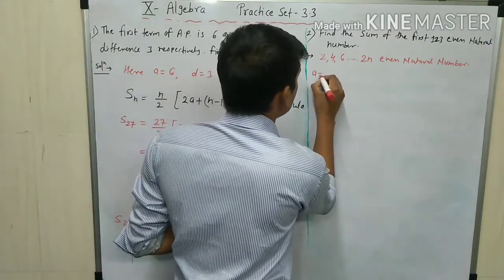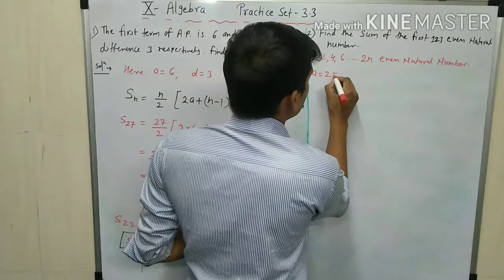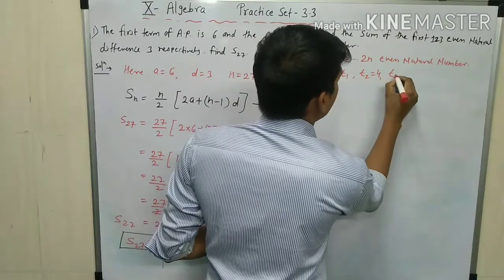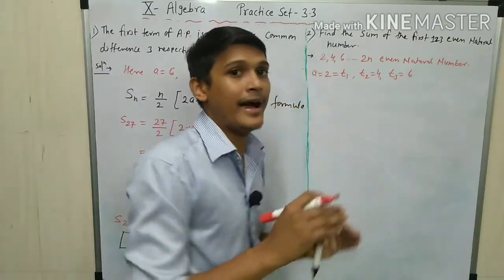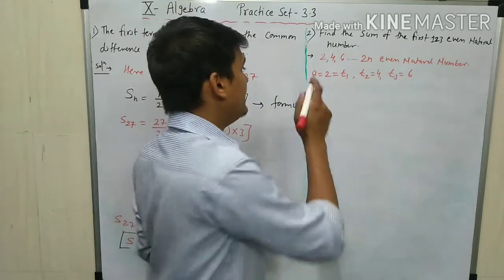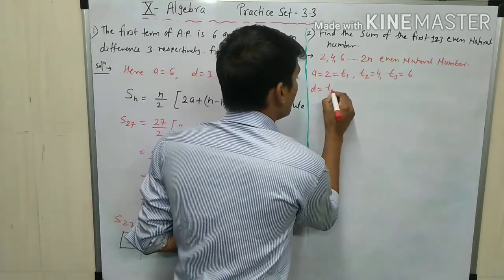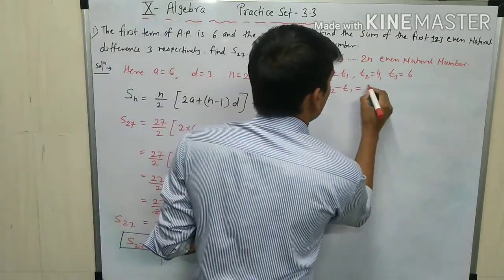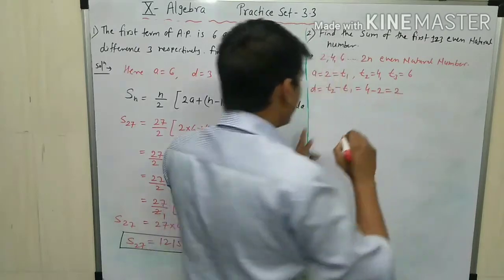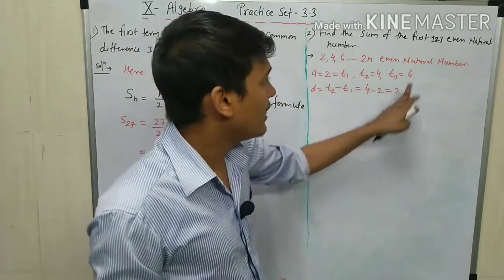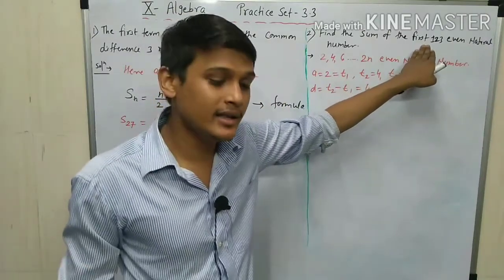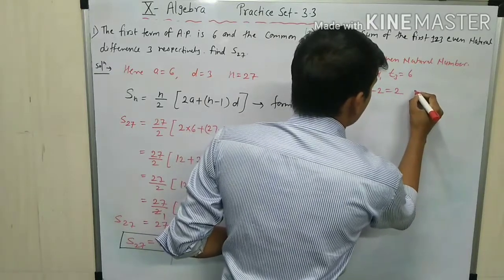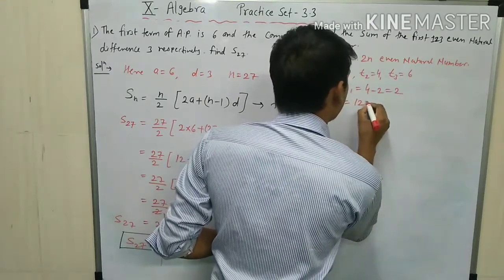Now the first term is a. We can write here a is equal to 2. This is T1 also. Now T2 is equal to 4 and T3 is equal to 6. First we can find out the common difference d. d is equal to T2 minus T1, the second term minus the first term. 4 minus 2 is equal to 2. Then d's value is 2. Now n value is 123. We can write here n is equal to 123.